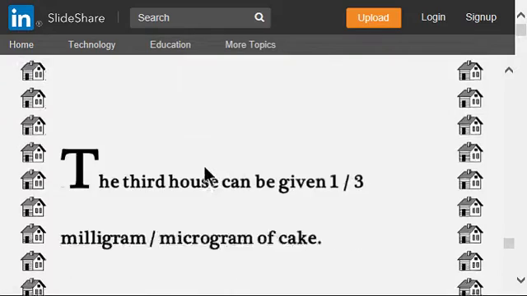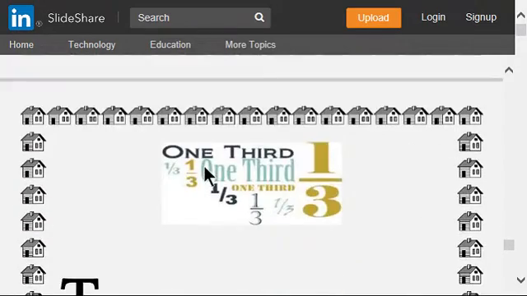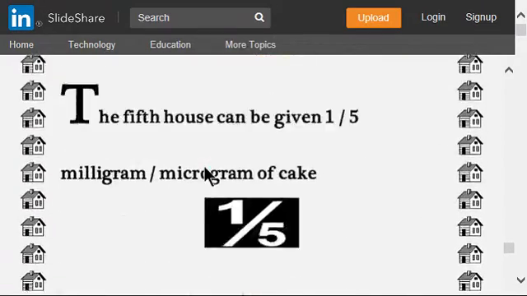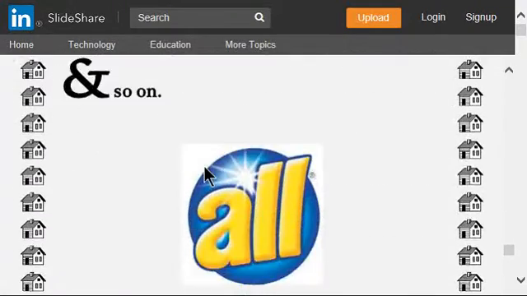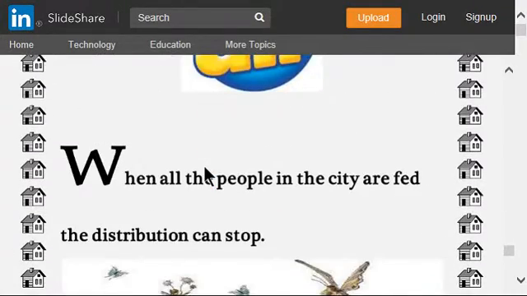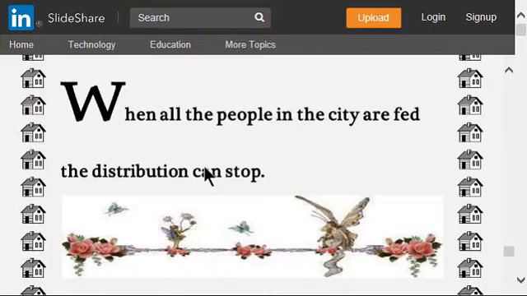Third house a little less, 1/3. Fourth house a little less, 1/4. Fifth house a little less, 1/5, and so on. So all the people in the city are fed, distribution can stop.